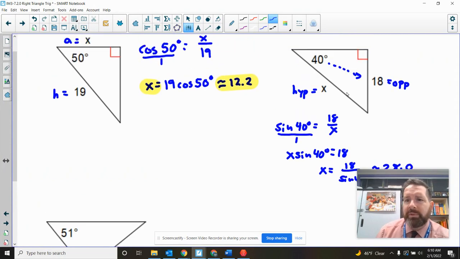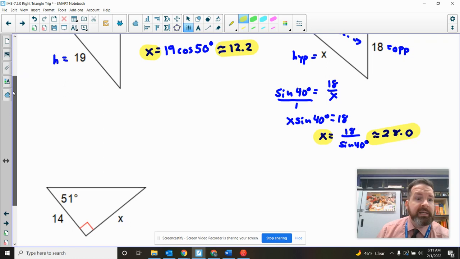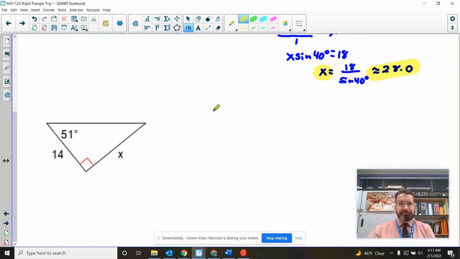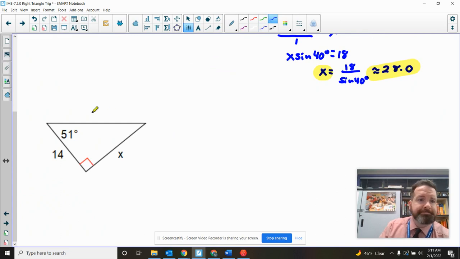Quick check for reasonableness. The hypotenuse should be the longest side every time, so it should be more than the 18. I think we can trust ourselves there. So about 28. Okay, last one here. Once again, quick pause, unpause when you are ready to check things.